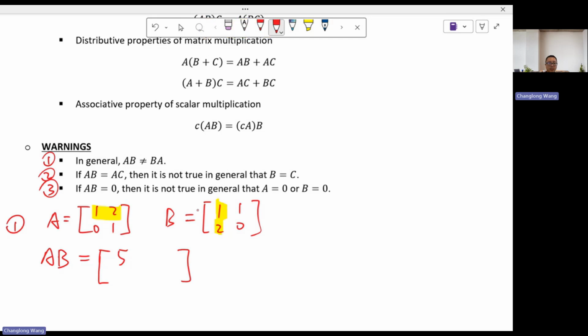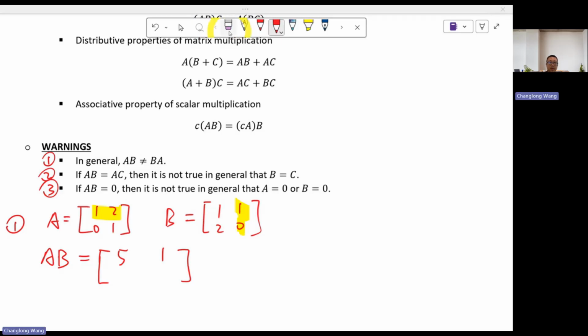Then you go to the next one, the first row, but the second column. So you will need the second column from the B, and it's going to multiply with the first row of A. So that way you get 1 times 1, but 2 times 0, added to be 1.